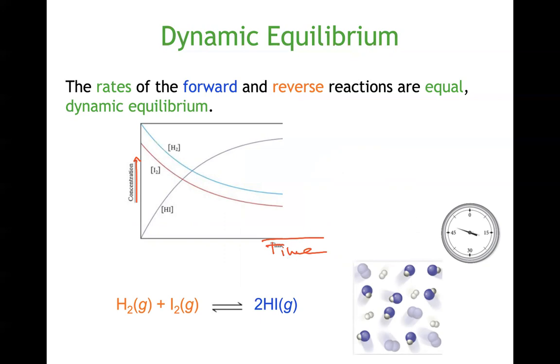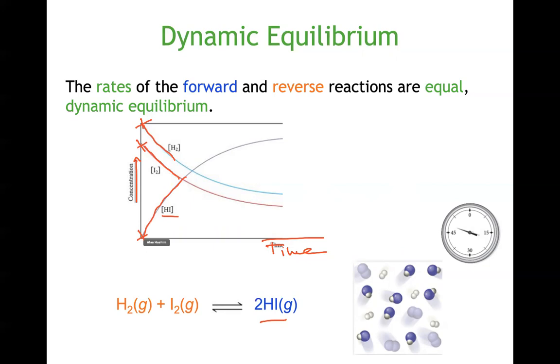Initially, all we have is reactants. So the concentration of each of the reactants is high, however much we're using. And the concentration of the product initially was 0, right? We don't have any product initially. And as the reaction begins to take place, as you mix the two reactants, the concentration of the reactant will begin to decrease. Why? Because they're reacting and forming the product. So the concentration of the product will begin to increase.